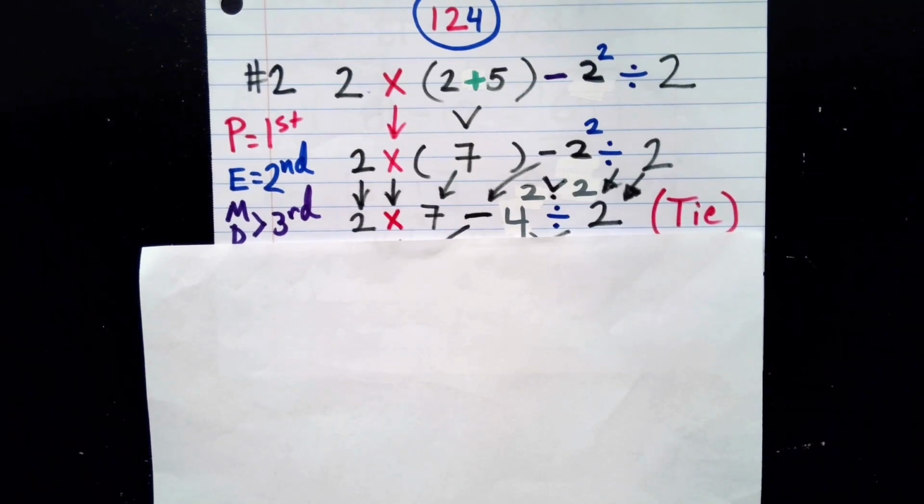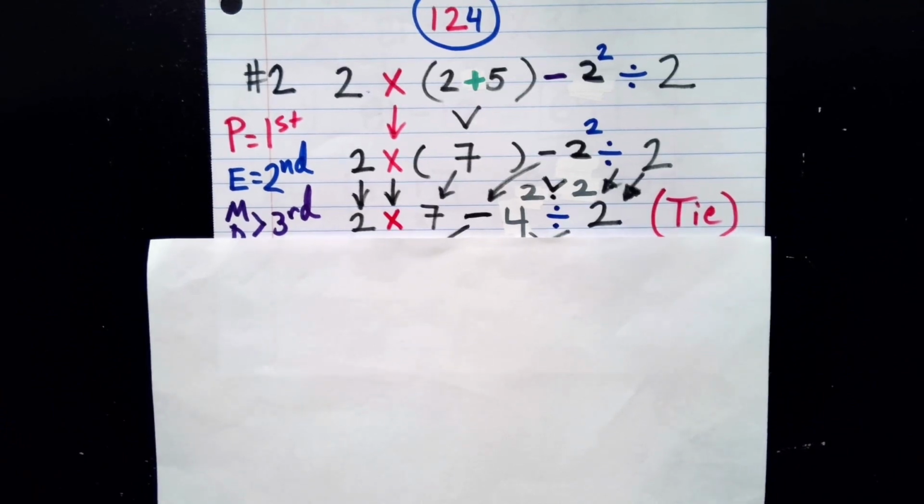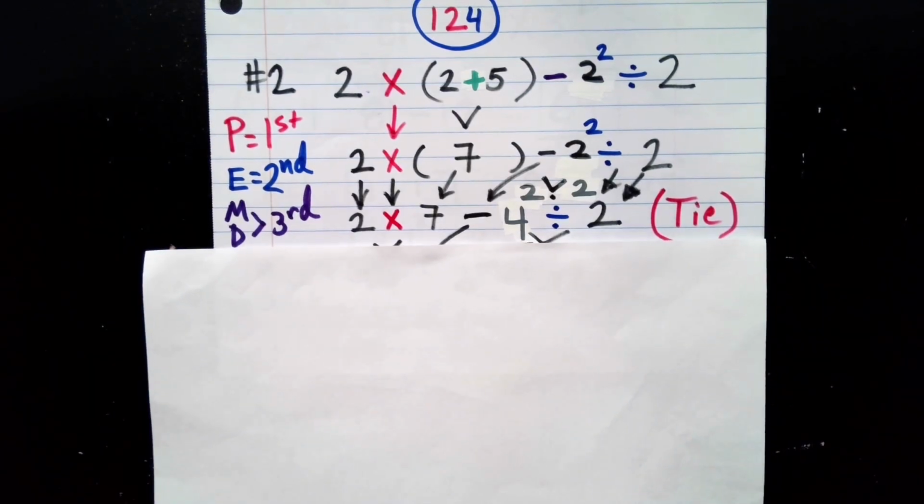2 times 2 is 4. And I wrote down the division, and then I rewrote the 2. So here it looks like we're in a tie, right? So the third step in the order of operations is multiply or divide. And because you see both operations here, you work from left to right.